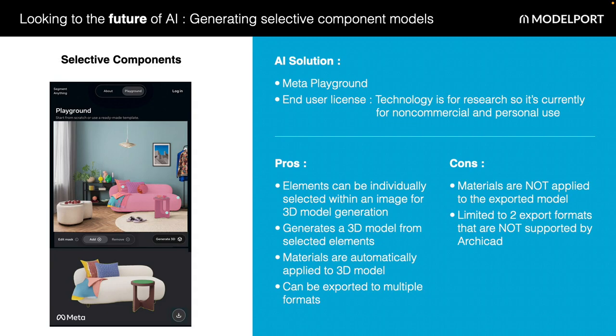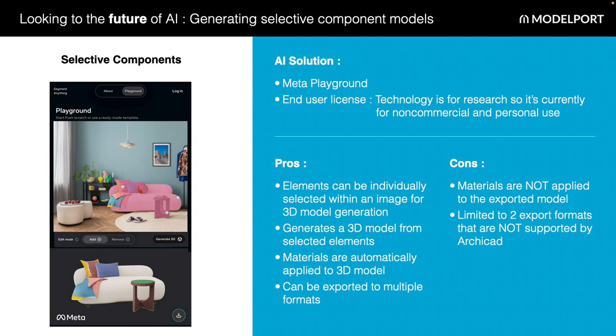And then finally, let's look to the future a little bit. This is a new option that was recently released by Meta called Meta Playground. And this actually uses or creates selective components. And I kind of term that because that's exactly what it's doing. So the technology is for research, so it's currently for non-commercial and personal use. So the pros, the elements can be individually selected within an image for 3D model generation. It generates a 3D model from selected elements. The materials are automatically applied to the 3D model, and they can be exported to multiple formats.